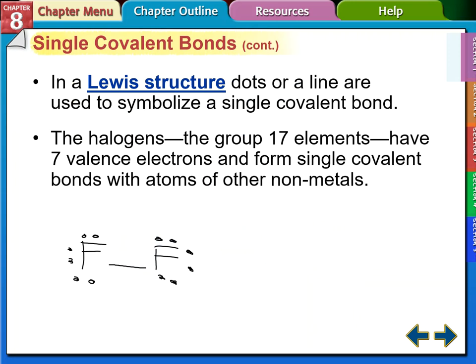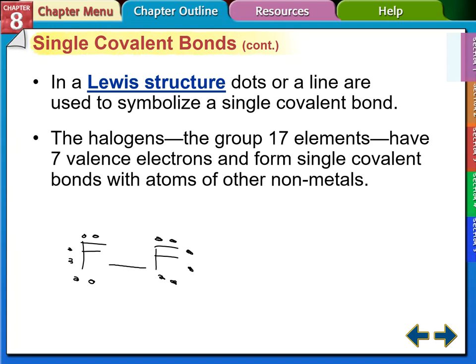We're going to talk about Lewis structures in depth in another part of this chapter, I think section 8.3. But for right now, we're just going to introduce them. It's a way to symbolize how many covalent bonds we have here and the unshared electron pairs that also form around that atom or in the molecules.